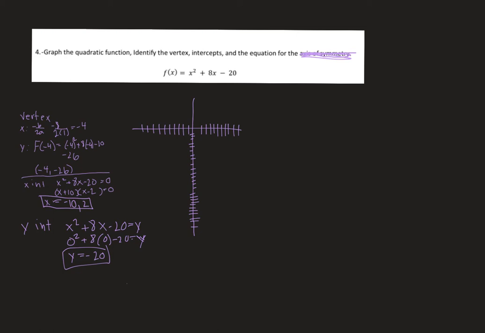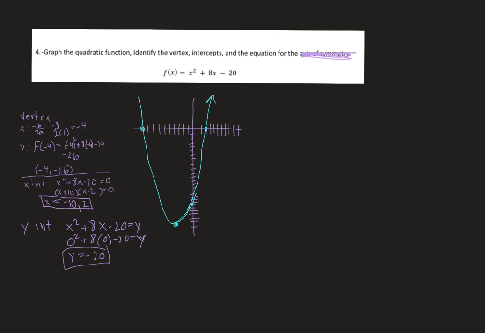Alright, we have the vertex here, which is negative 4, negative 26. We have the y-intercept, which is negative 20. And then we have the x-intercepts, which are negative 10 and 2. And I'm going to just connect those points. We've got the left side, and then the right side should look just like the left side. And there is our quadratic function.